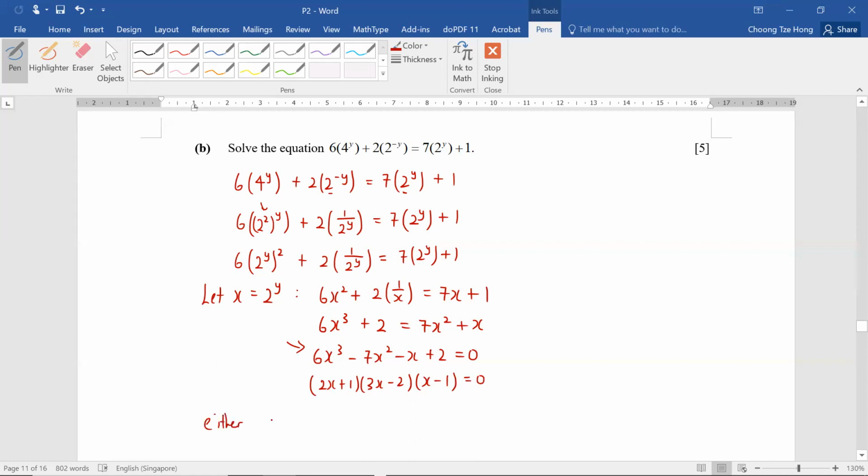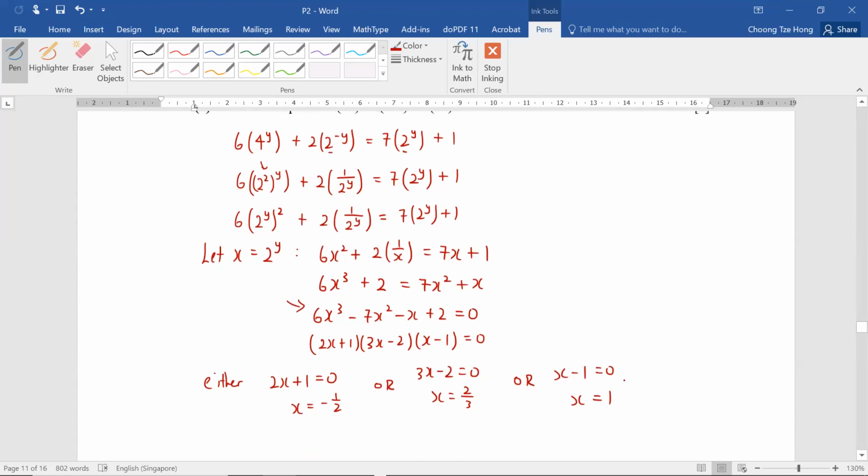So either a factor goes to 0, so x equals -1/2, or 3x minus 2 equals 0, so x equals 2/3, or x minus 1 is 0, so x will be equal to 1. But remember in this question, we are not finding x. x is something that we introduce as a substitution into the question. What we want to find is y, the value of y. So we will replace back.